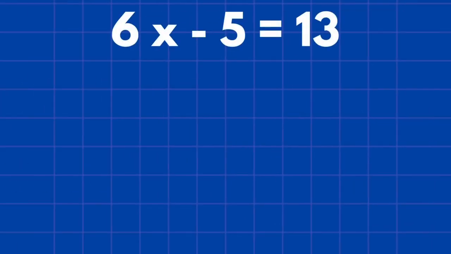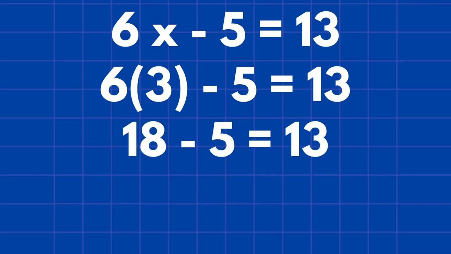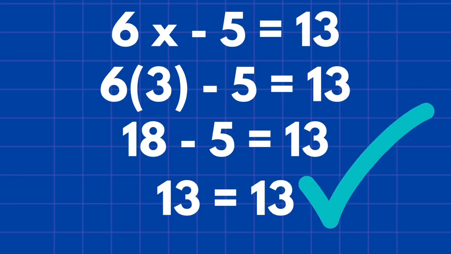To prove we are right, we can go back and plug 3 into our original equation to see if both sides equal each other. We start off with our original equation and replace x with our answer 3. So we have 6 times 3 minus 5 should equal 13. 6 times 3 is 18, minus 5 gives 13, which proves that our answer is correct.